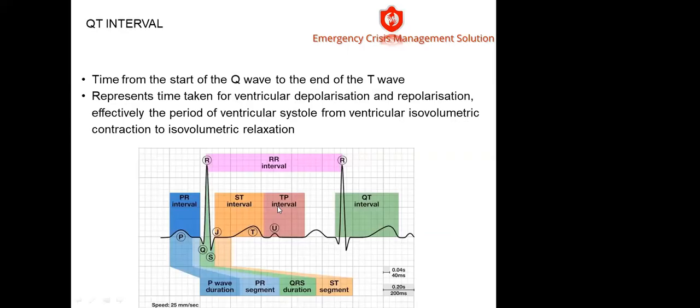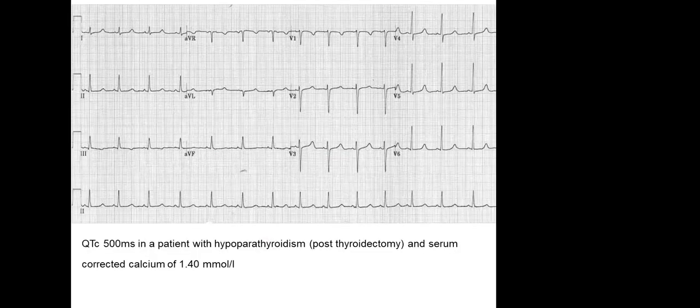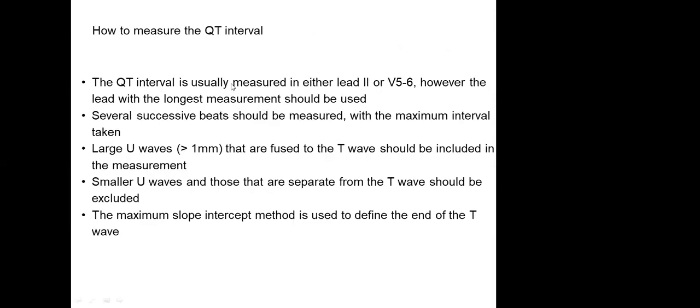This gives you a visual impression of some abnormality in QT interval, where you can go ahead for corrected QT interval calculation, and evaluate this patient for long QT syndromes and other causes of QT interval abnormality as well. In a structured way, QT interval is measured either in lead 2 or in chest leads V5, V6.